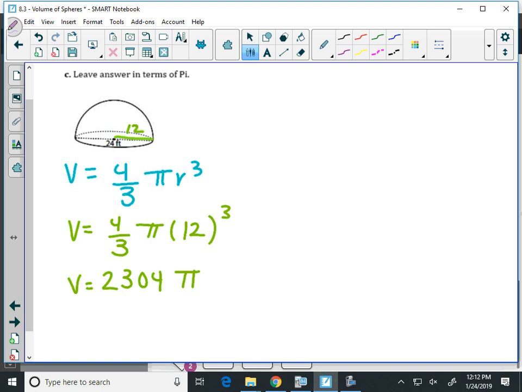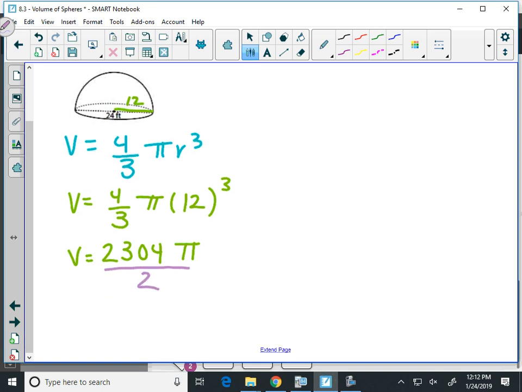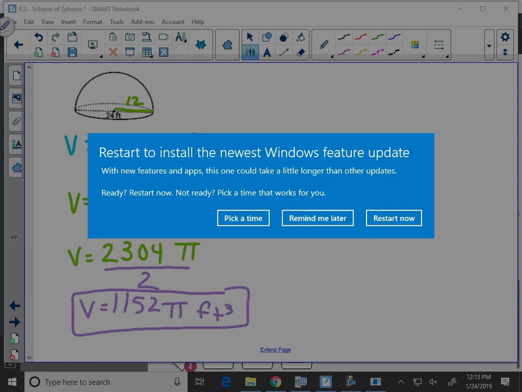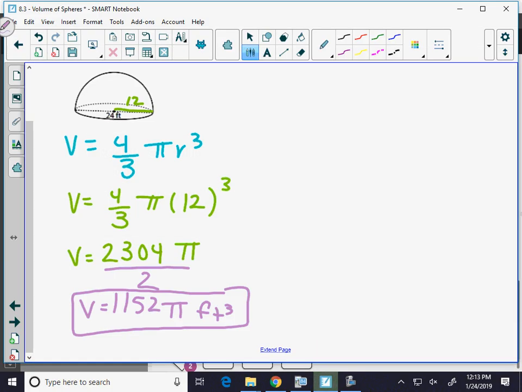So when we divide by 2, you only divide the number by 2. That's going to stay pi. So you only do this divided by 2. So what do we get when we cut 2,304 in half? Ross? 1,150. And then we would label it feet. So there's the volume of that hemisphere. So when you have a hemisphere, it's the same process, except you have to remember to divide it by 2. Cut it in half. Questions over that?